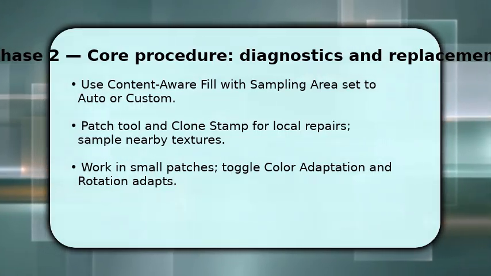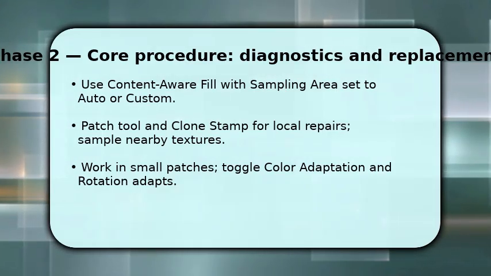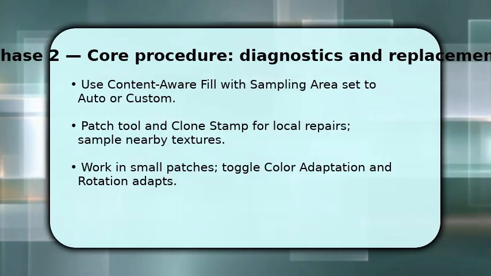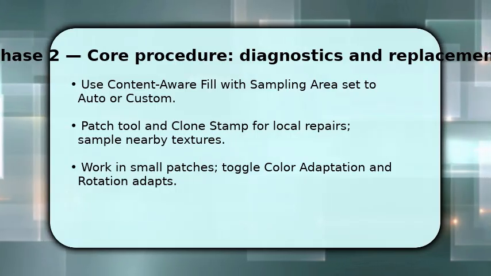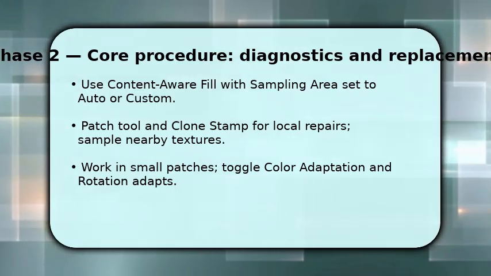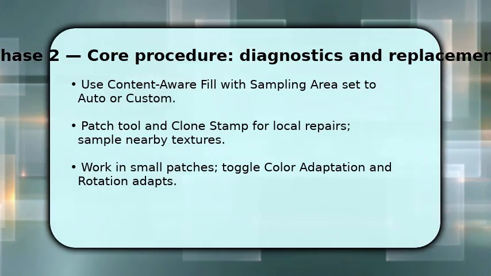You should switch sampling area to custom when nearby objects would pollute the fill, painting excluded regions out of the sample. Once the fill looks close, use the patch tool to blend larger patterns and the clone stamp for precise texture fixes, sampling with Alt/Option. Make sure to work in small patches so patterns stay consistent.